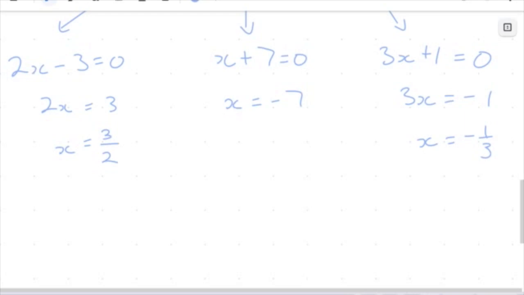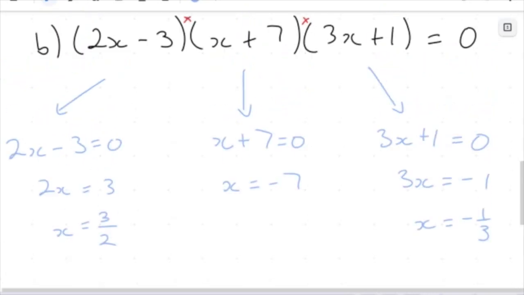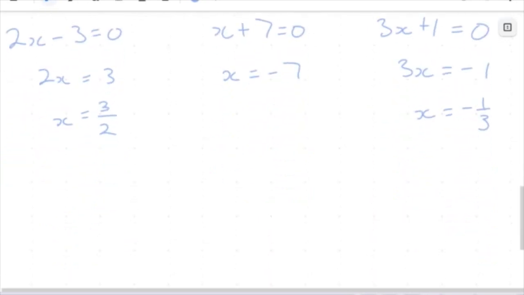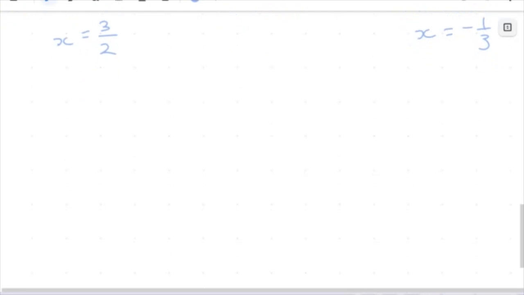So just a little bit of a recap with null factor law, but just showing you guys that no matter how many factors we have here, we've got 3 because this is a factorized cubic polynomial, we can apply the null factor law as much as we want. Now, we're moving on to the next bit, which is a little bit trickier.